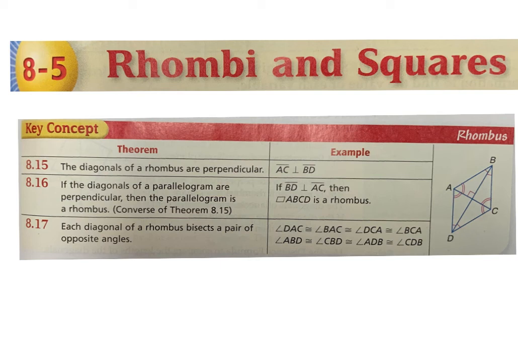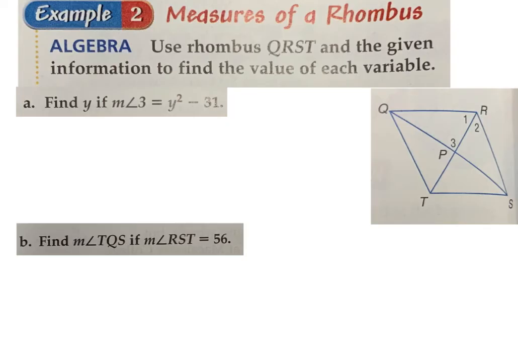We've added two. We've added the fact that the diagonals are perpendicular, and we've added the fact that they bisect the angles. So these two are new concepts here: that it is perpendicular and the angles are bisected by the diagonals. Example. So turn to page 432.